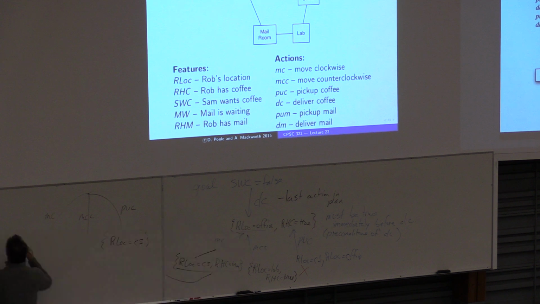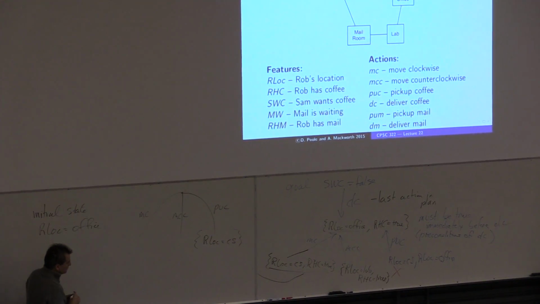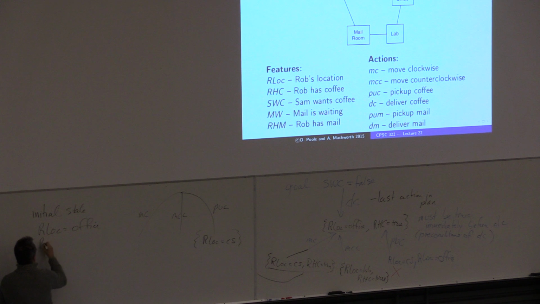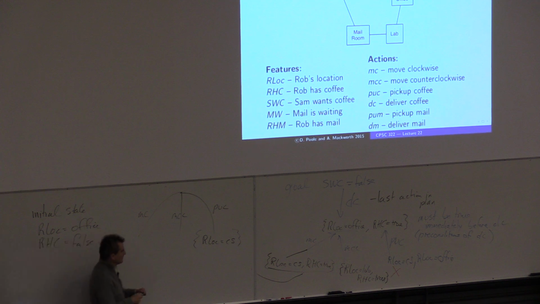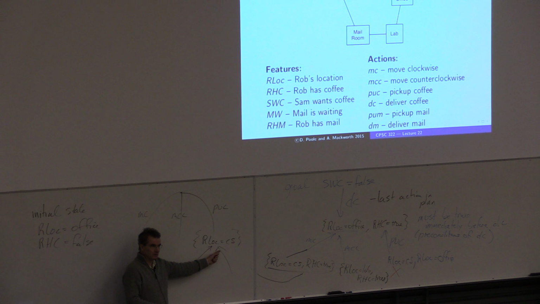So if the initial state is the robot location is the office, and robot has coffee is false, then we're going to keep searching here. We have to achieve this. How do we achieve this? What are the actions that are available?